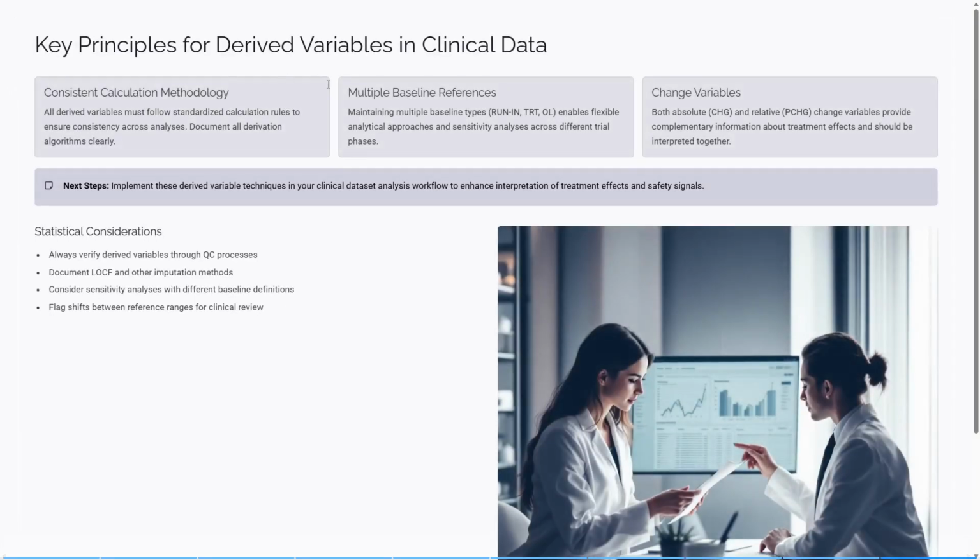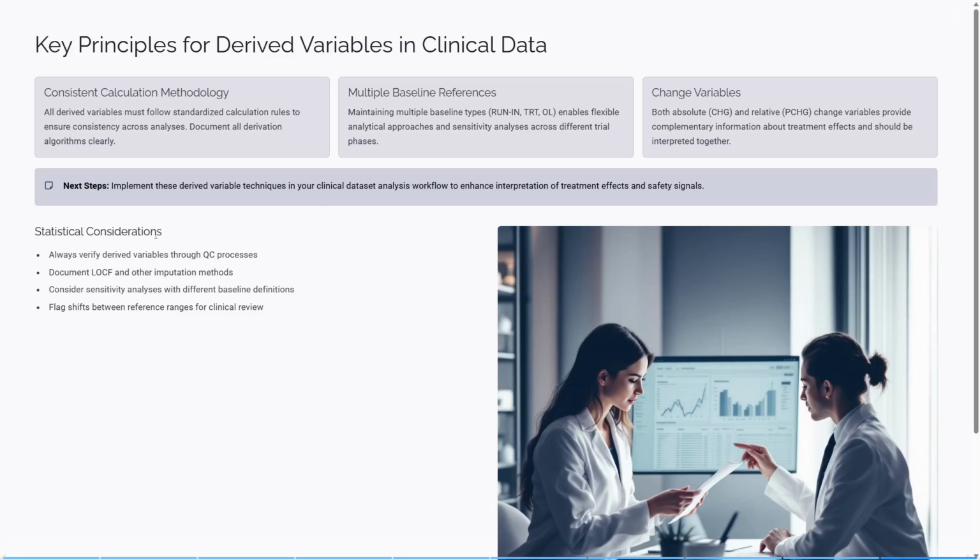So the key principles of derived variables in clinical data. Consistent calculation methods: all derived variables must follow standardized calculation rules to ensure consistency across analysis. Document all derivation algorithms clearly. And multiple baseline references: maintaining the multiple baseline types, run-in, treatment, open label, enables flexible analytical approaches and sensitivity analysis across different trial phases. Okay, so the change variables, both absolute and relative change variables, provide complementary information about the treatment effects and should be interpreted together. So implement these derived variable techniques in your clinical dataset analysis workflow to enhance interpretation of the treatment effects and safety signals.